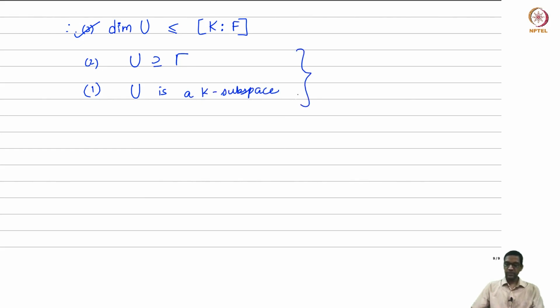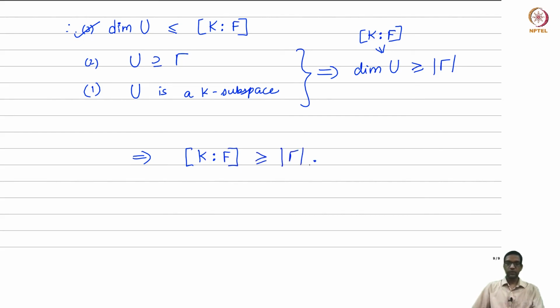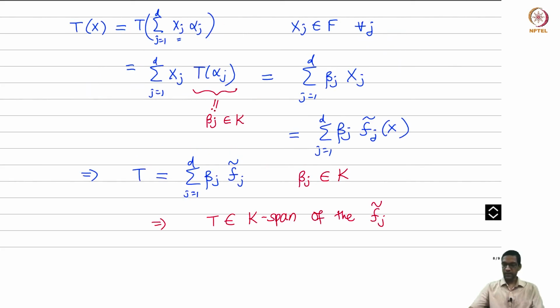Between these two we conclude that the dimension of this space U, whatever it is, must be at least the cardinality of gamma. And the third fact says that the dimension of U is further bounded above by [K:F]. So finally that proves exactly what we set out to prove, that the degree of the extension is always greater than or equal to the cardinality of gamma. So that's one part of the proof.